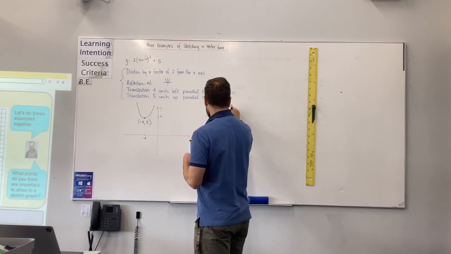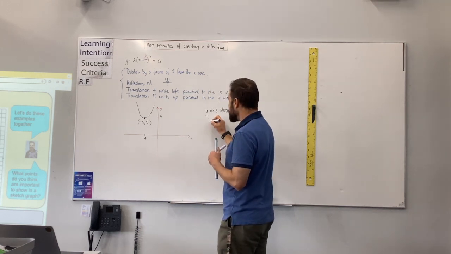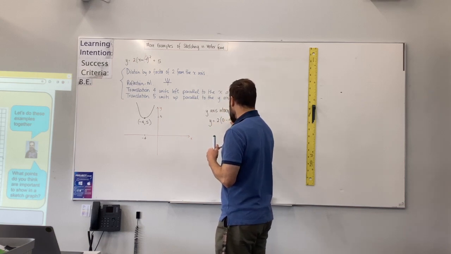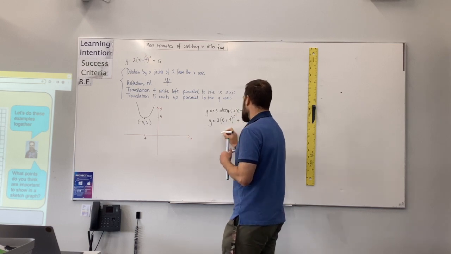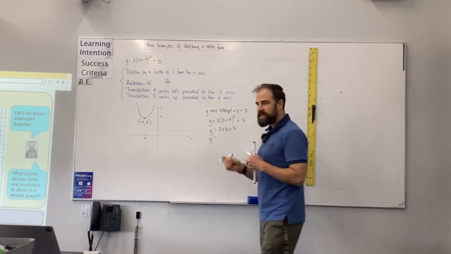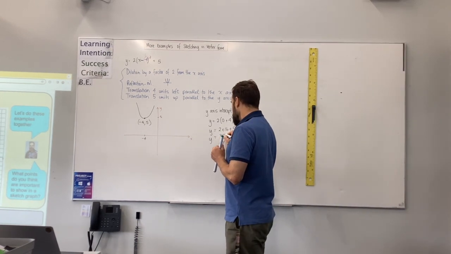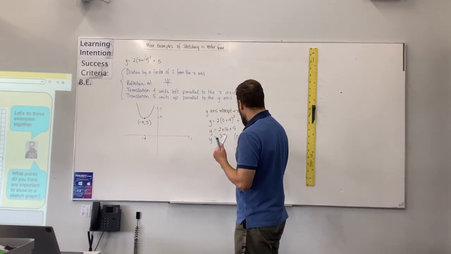So define the y-axis intercept. That occurs when the x value equals 0. So I'm going to sub in x equals 0. Substituting x equals 0 looks like this. That was my original equation. So it's y equals 2 times 16 plus 5. 2 times 16 is? Plus 5? 37. So this is my y-axis intercept.